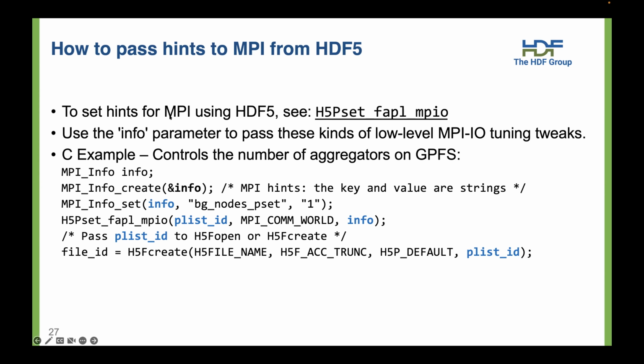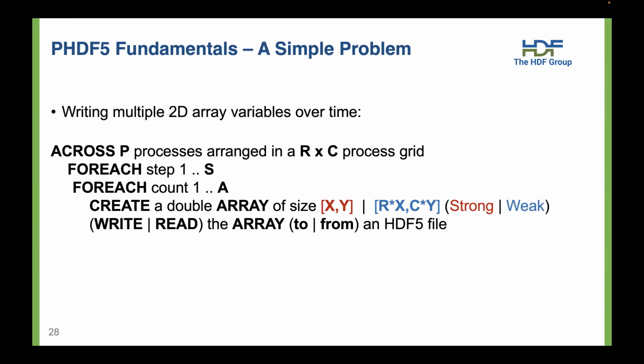Just to show you how to set hints for the MPIO layer, you can use this FAPL on MPIO, and you pass it the MPI info parameter. So there's an example of how you would do that. If you want to set a tuning hint for the MPIO layer, you can do it using this code here. This is what they were doing in Parthenon.